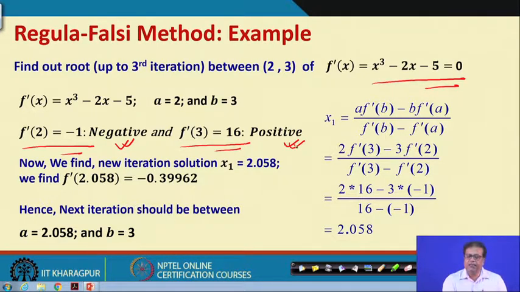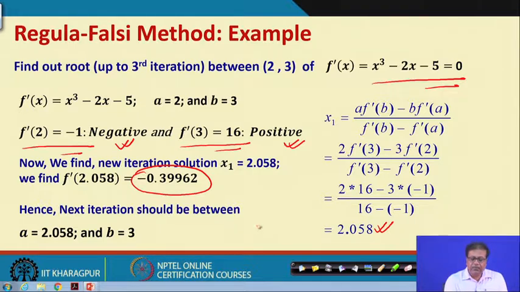What is the iteration step? X 1 is a f dash b minus b f dash a by f dash b minus f dash a. We already found f dash 2 and f dash 3. So, 2 into this minus 3 into this, and please note that the function itself is f dash x. So, there is no need for differentiation, because that was the function itself, right. So, we find x equal to 2.058, and the new value for the function f dash 2.058 is a negative number.